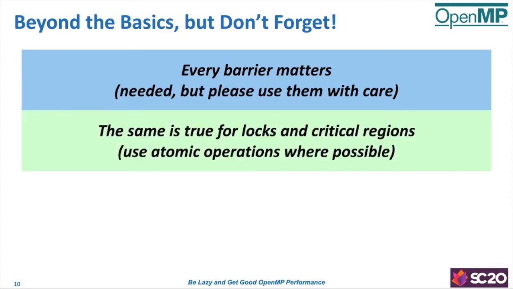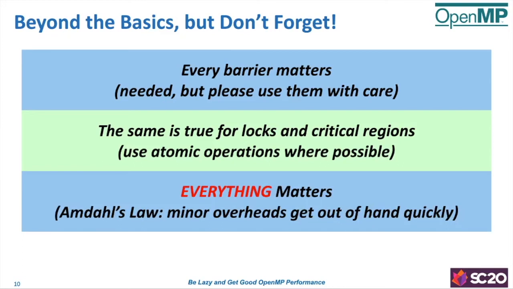The same is true for locks and critical regions. Critical regions are pretty much needed in every parallel program, but depending on what you do in the critical region, an atomic operation may provide the same functionality, but at a much lower cost. Atomic operations are much more efficient than fully blown critical regions. So think about atomic operations as a good alternative, for example. And again, minimize the locking and the critical regions as much as you can.